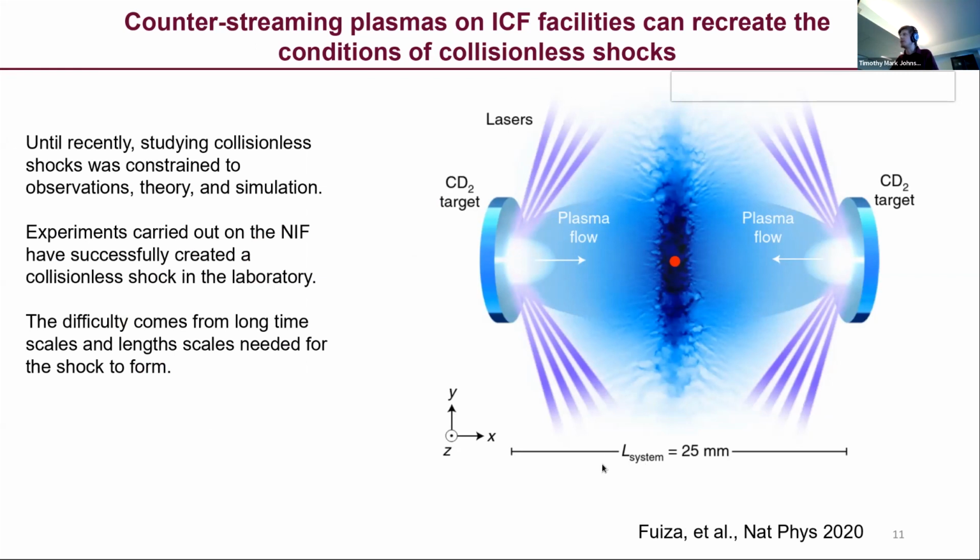This is just a very large system for us in the laser plasma business. 25 millimeters is quite large, so they needed to have this scale to make a fully formed shock, and that's why they had to go to the NIF to make use of that large amount of energy that's available there.